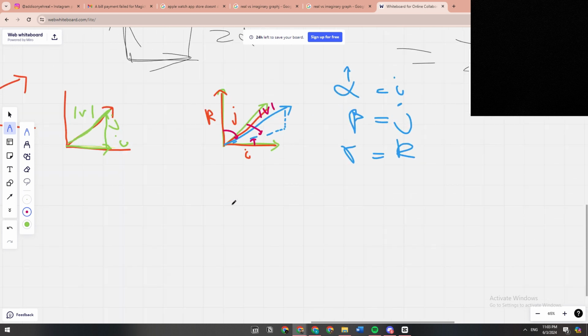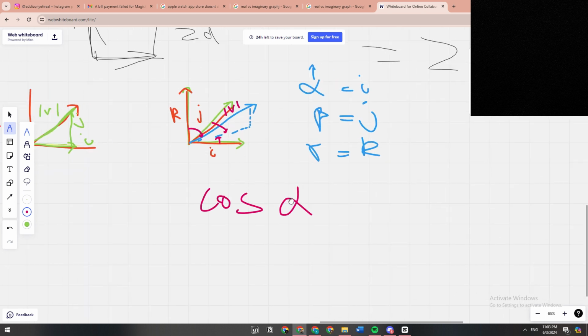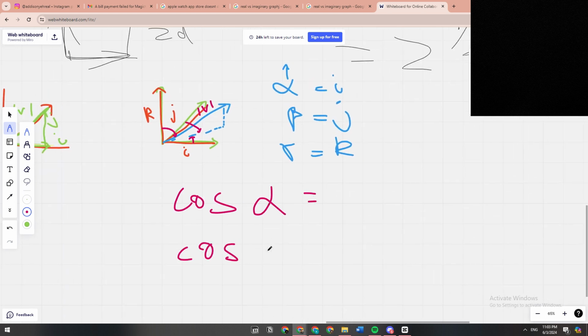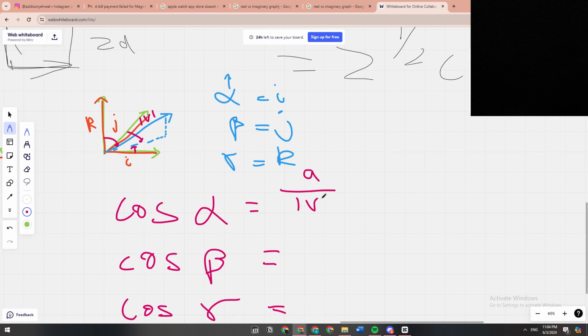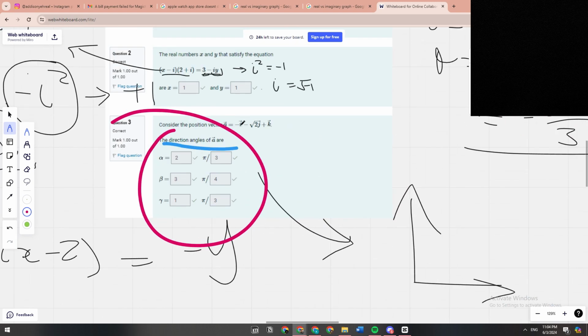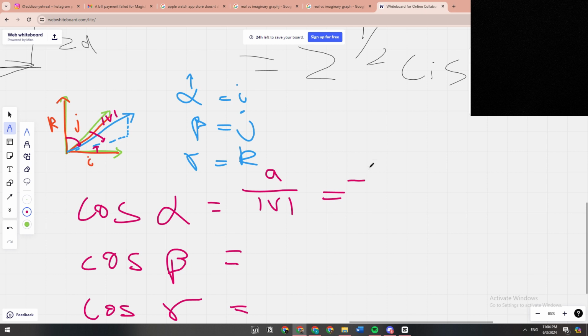So this is how it works, and the formula is as follows. So simple, right? Cos alpha. By the way, this is three variations, because it's asking for three. Cos alpha equals a over the magnitude of the vector. A is your coefficient behind i, so i is -1 in that case. So that's just -1 over the vector's magnitude.